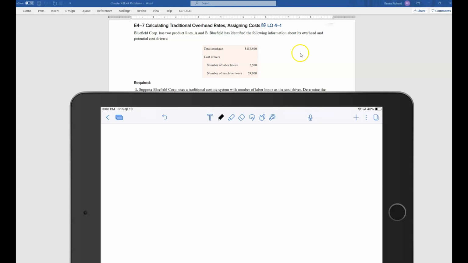So now we'll do a problem where we're calculating the traditional overhead rates, the way we did it in chapter 2. So Bluefield Corporation has two product lines, A and B. They have this information about its overhead and potential cost drivers. So the total overhead is 112,500. The total number of labor hours are 2,500 and machine hours are 59,800. They didn't tell us which one is a better cost driver.